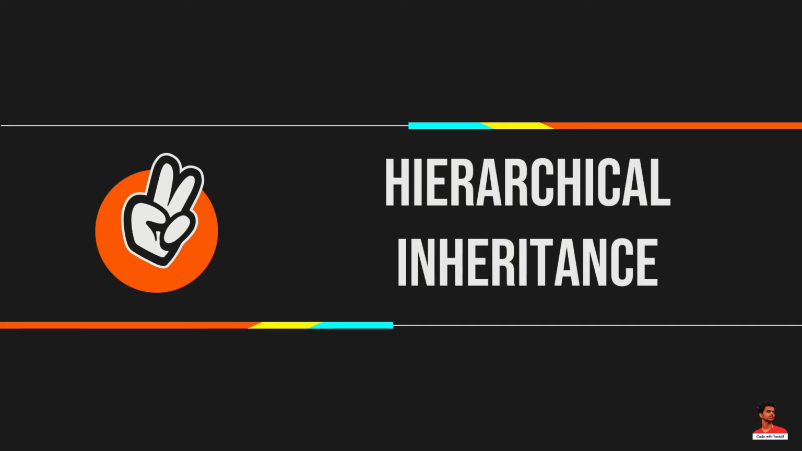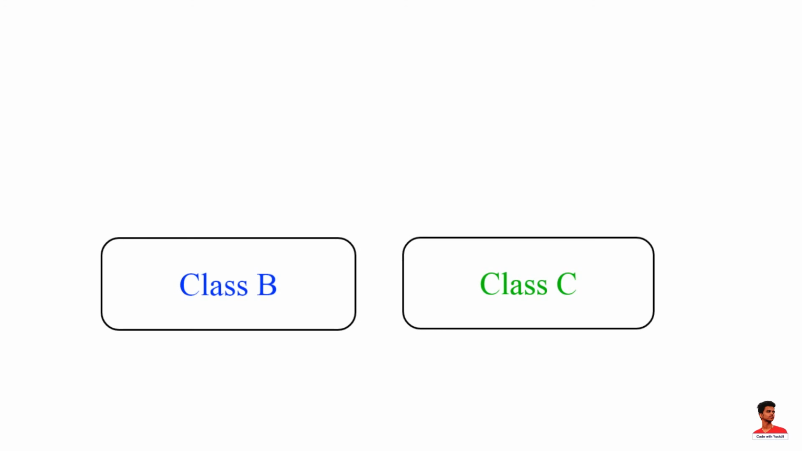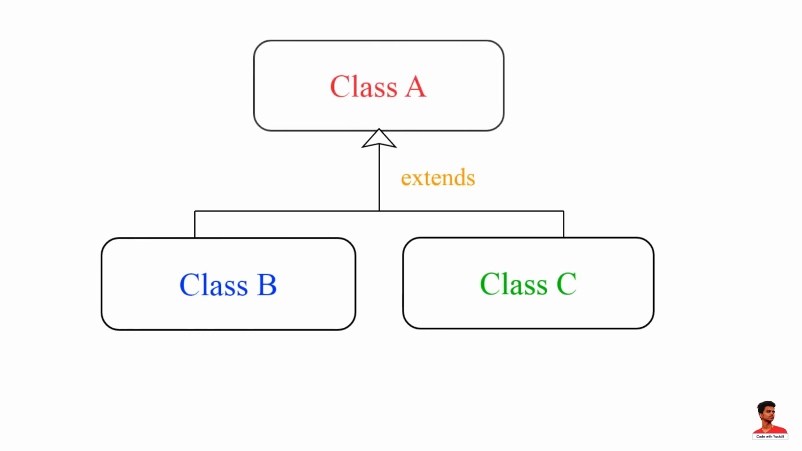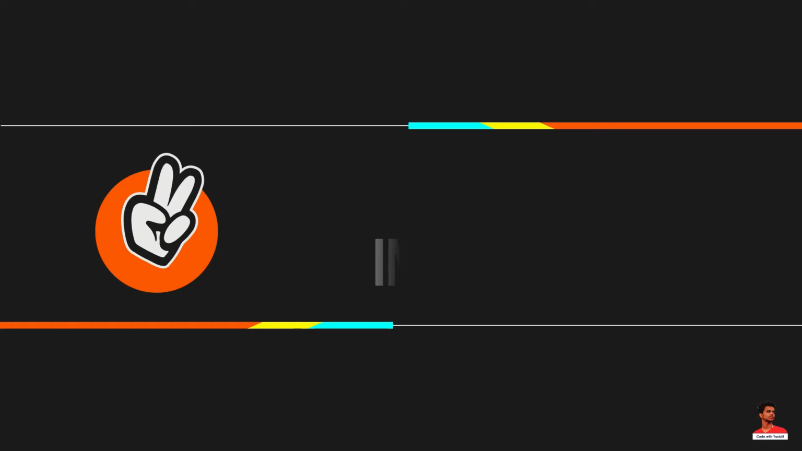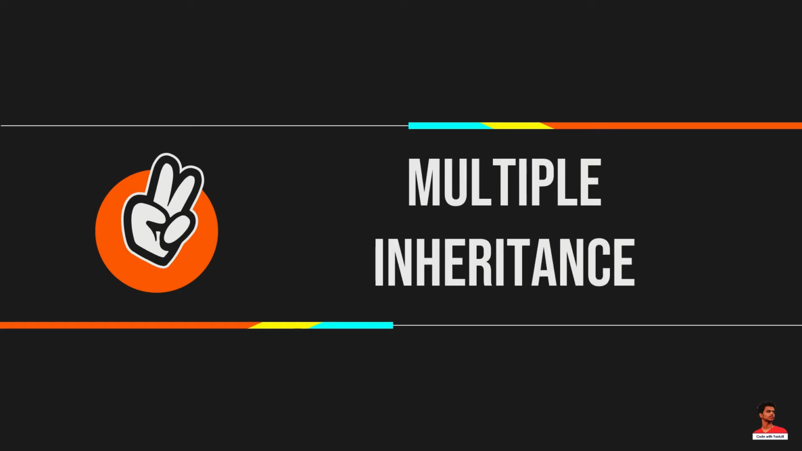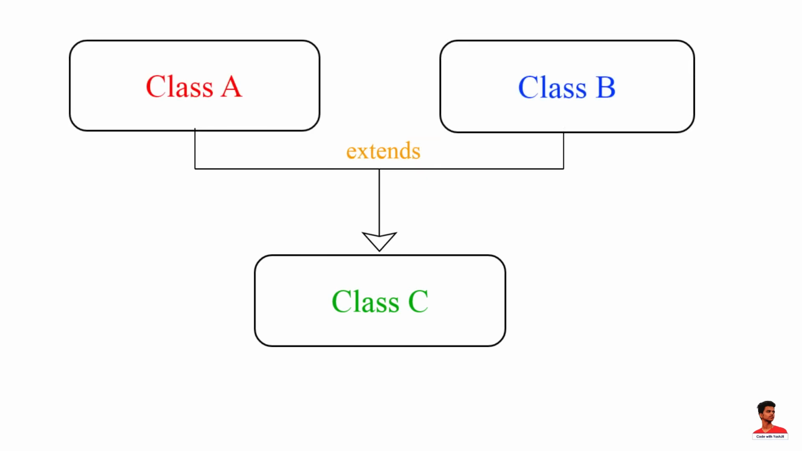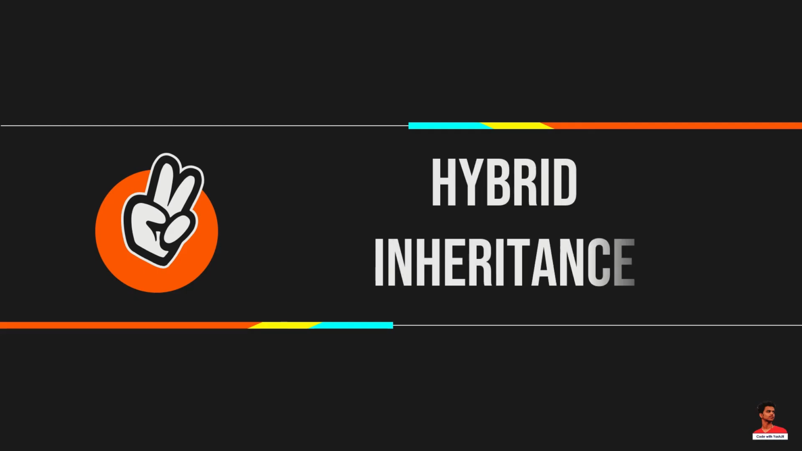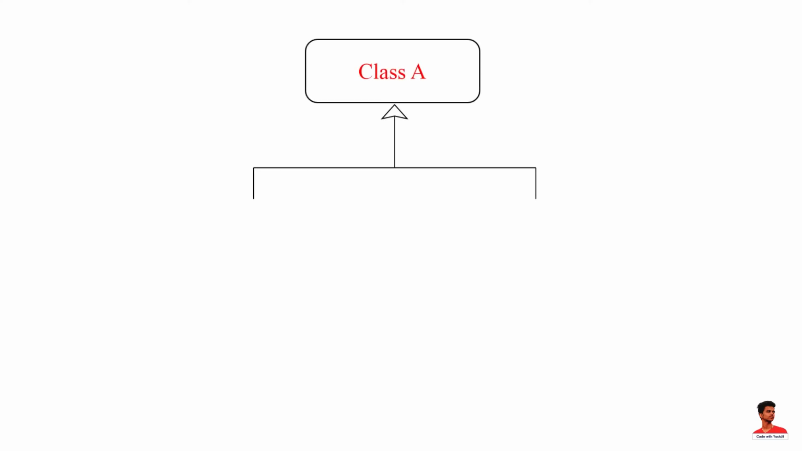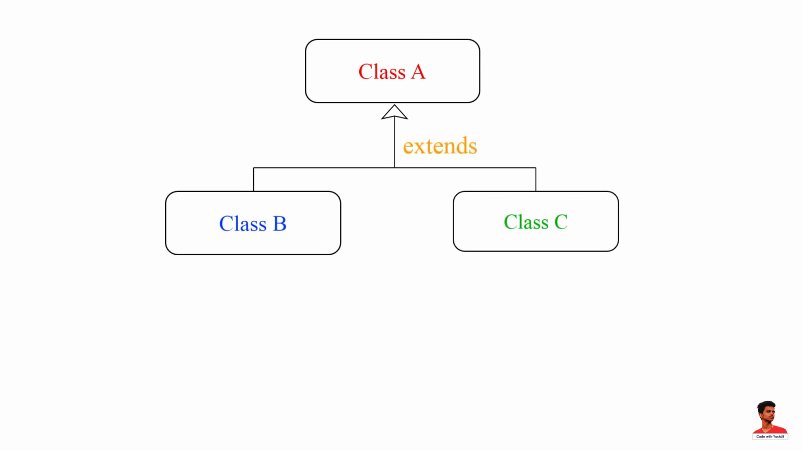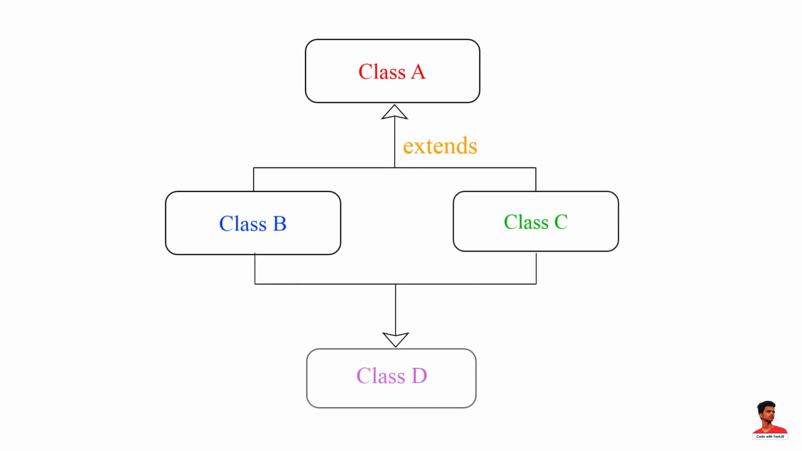In hierarchical inheritance, multiple subclasses extend from a single superclass. In multiple inheritance, a single subclass extends from multiple superclasses. Hybrid inheritance is a combination of 2 or more types of inheritance. Here we have combined hierarchical and multiple inheritance to form a hybrid inheritance.